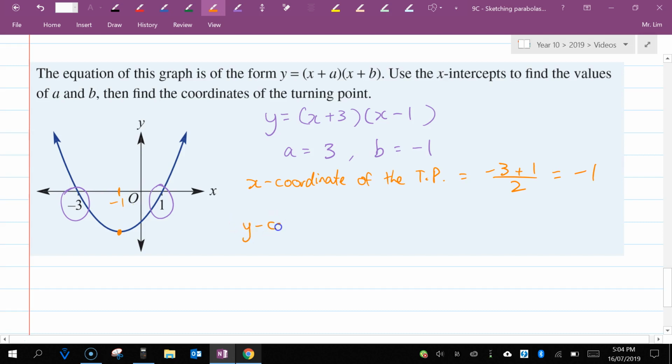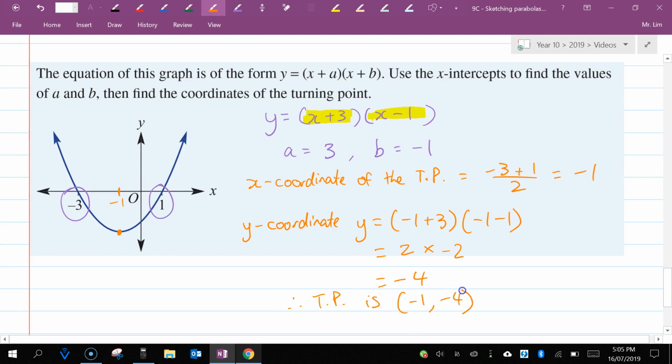And to find the y-coordinate, we just substitute that in. I like to substitute it into this. Minus 1 plus 3 times minus 1 minus 1. I just took that directly from here. I just replaced x with minus 1 because that's what we found the x-coordinate was. Minus 1 plus 3 is 2. Minus 1 minus 1 is minus 2. That gives us an answer of negative 4. Therefore, the turning point is negative 1, negative 4.